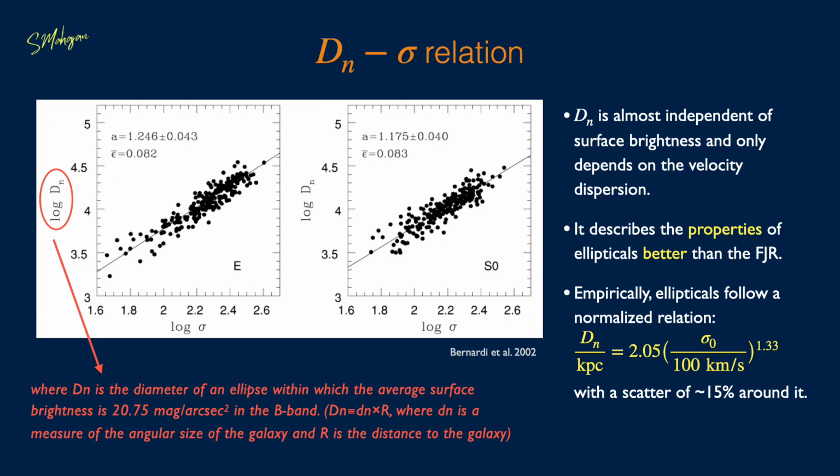Another related scaling relation for elliptical galaxies is the Dn-sigma relation, where Dn is the diameter of the ellipse within which the average surface brightness of the galaxy is 20.75 magnitude per square arc second in the B band. Here you see this relation for the ellipticals on the left and S0 galaxies on the right hand side. The Dn-sigma relation describes the properties of ellipticals better than the Faber-Jackson relation. Also note that the quantity Dn is almost independent of surface brightness of the galaxy.